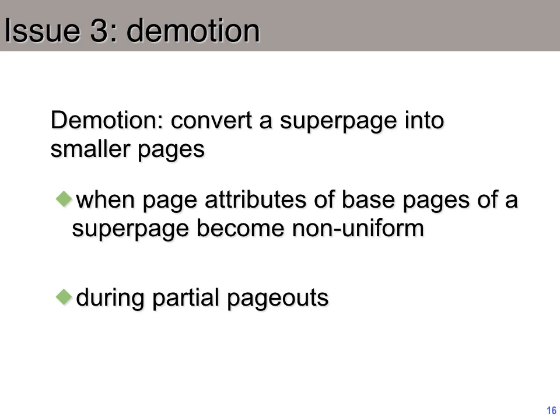So normally you want to demote these pages when, let's say, the attributes of the base pages may change. For example, when you're mixing code and data into a common super page, so their base attributes become non-uniform. Or let's say you need to page out some memory in response to memory pressure. Then you don't want to page out a full super page, so you could demote it, and then you want to page out parts of the super page. But this is not easy, as we will discuss very soon.